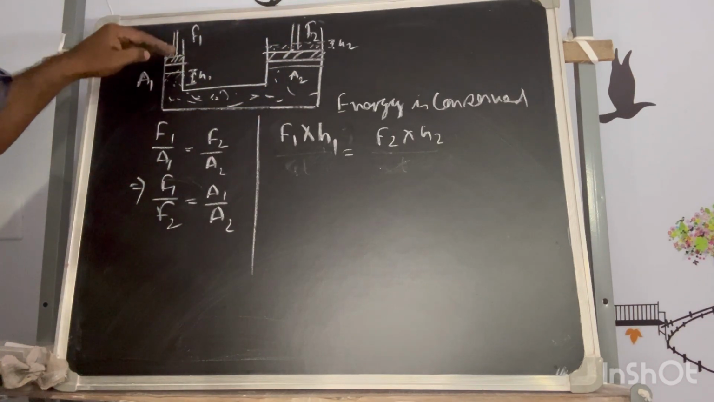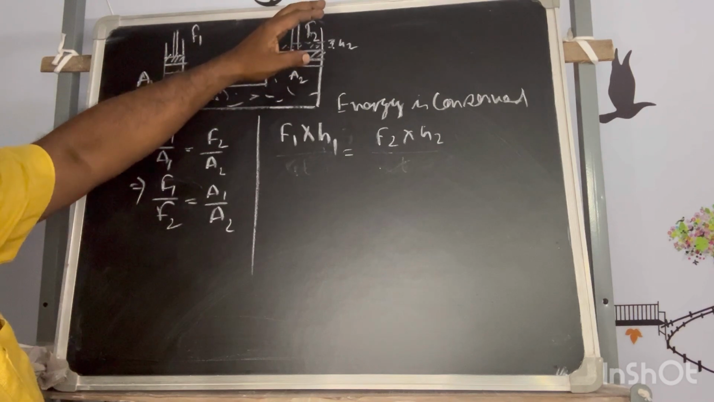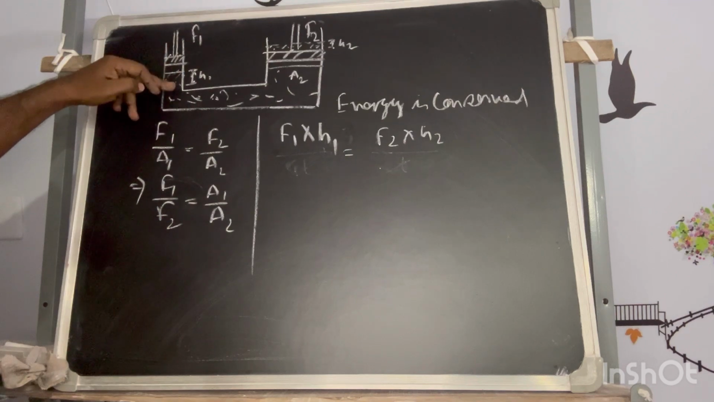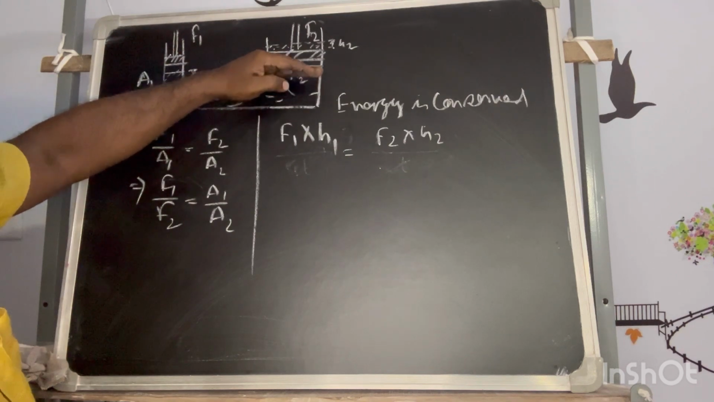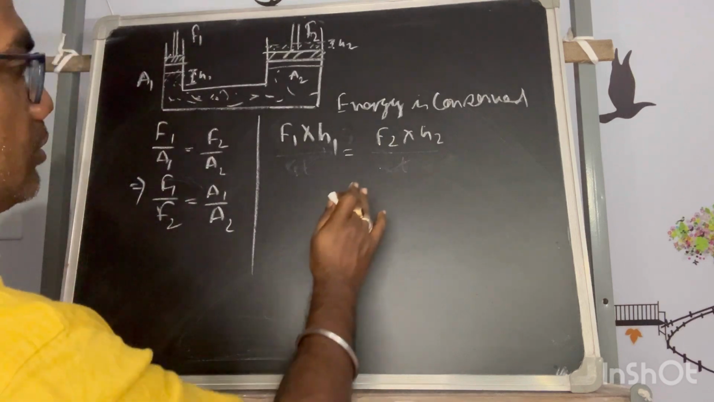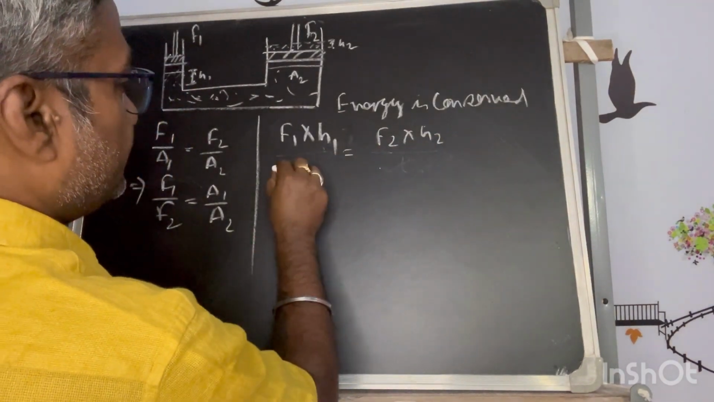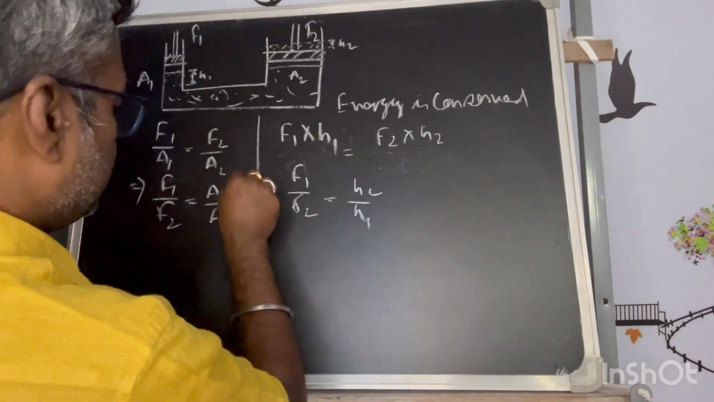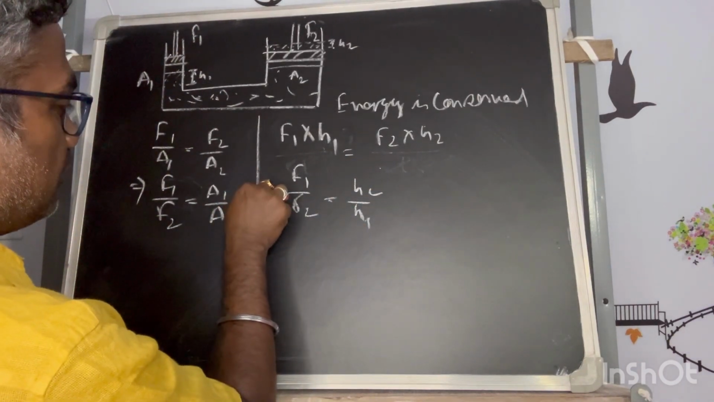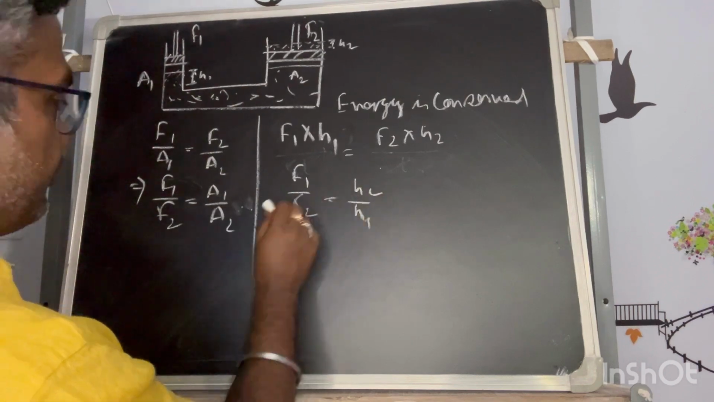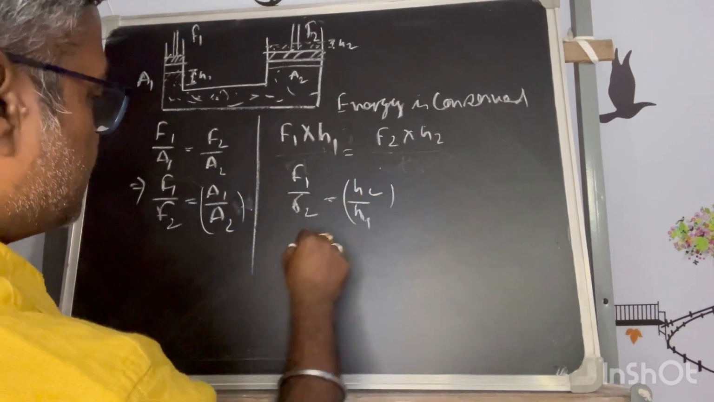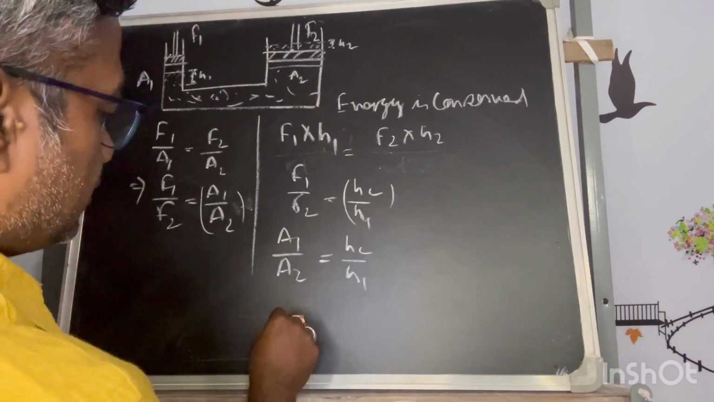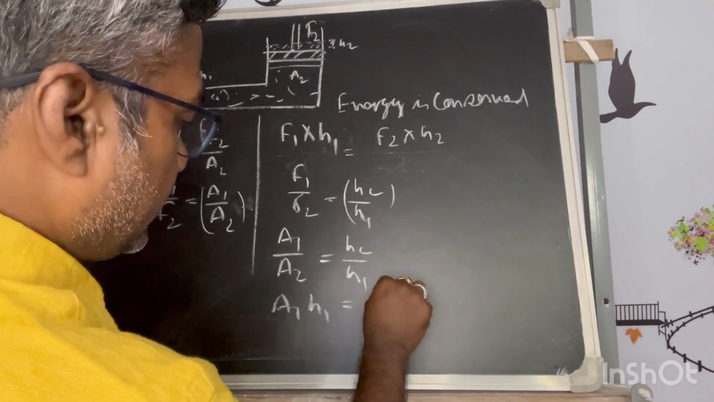Because the fluid is incompressible, there is no time loss in transferring. The time it starts moving and reaches some height, the response is immediate. There is no time lag between the two, so there is a balance in the work. So from there also, F1 by F2 is equal to H2 by H1. If I equalize, this part will be equal to this part, so A1 by A2 is equal to H2 by H1. So A1 H1 is equal to A2 H2.